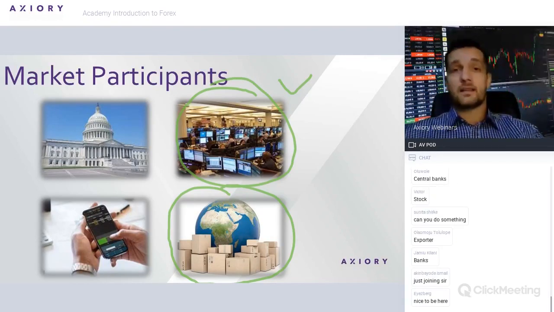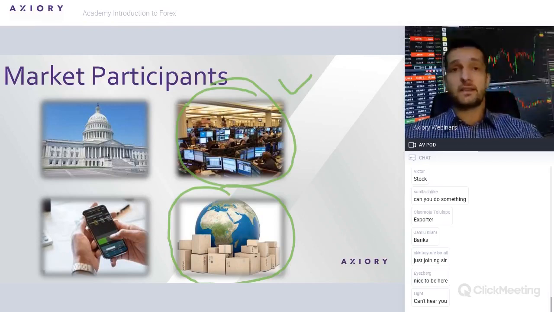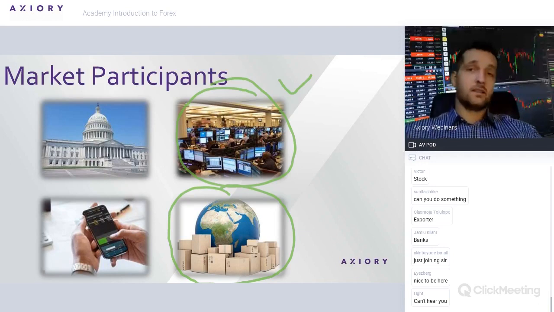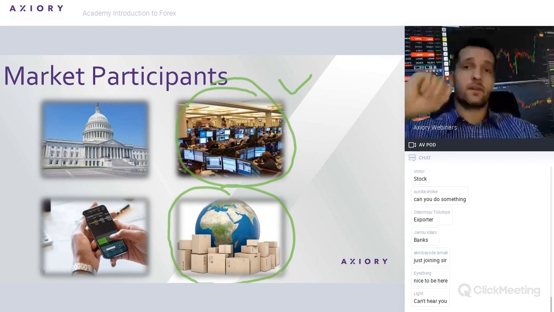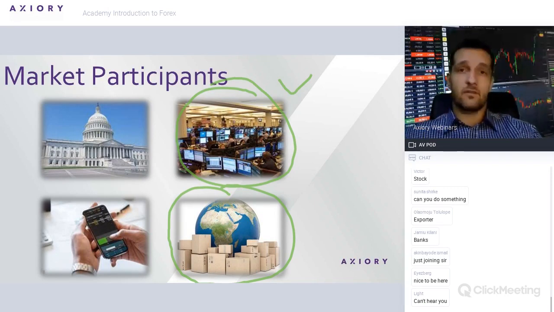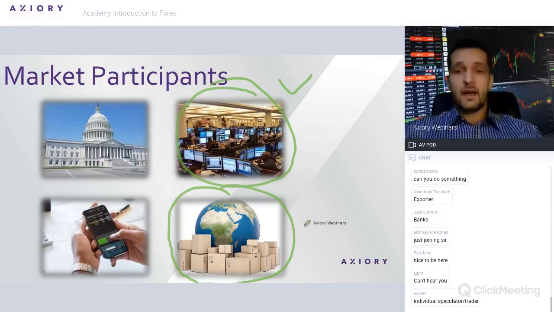Maybe you don't know, but even when you're exchanging money for your holidays, so you're traveling from, let's say, Malaysia to Europe, you have to exchange ringgit into euro. You do this in the local exchange office, but later it is done in the Forex market. Actually, this exchange office is attending the Forex market. So we do have companies, exporters, importers.